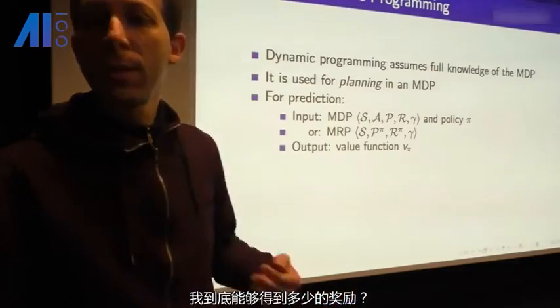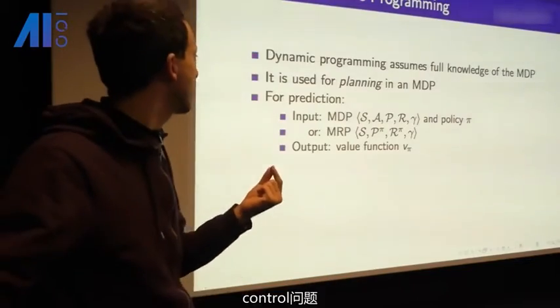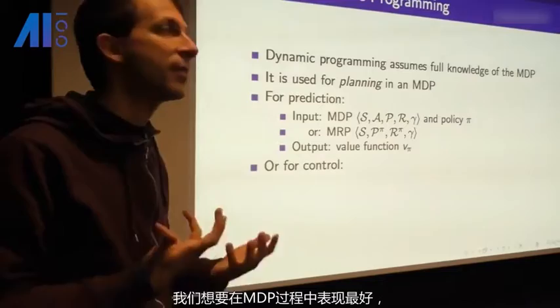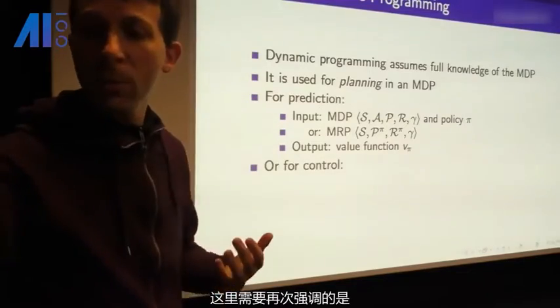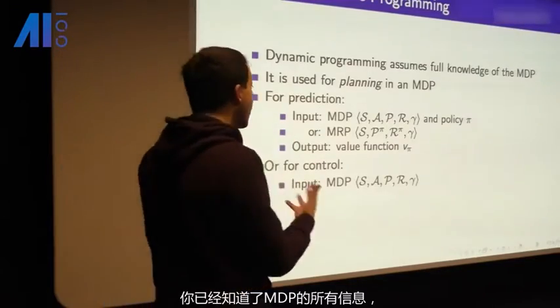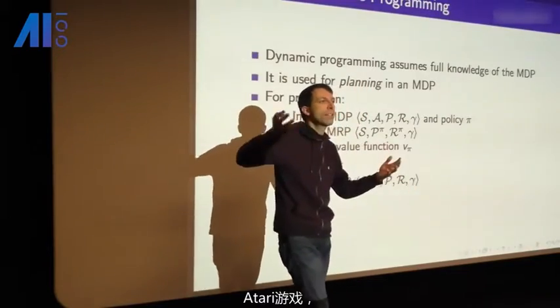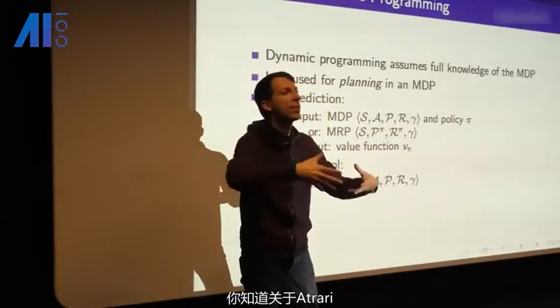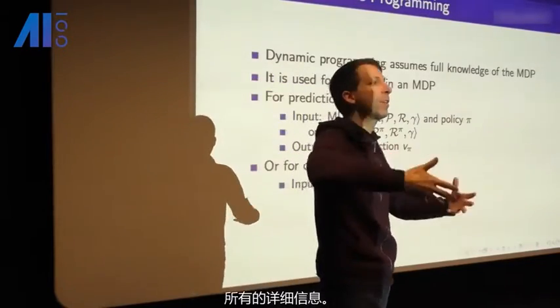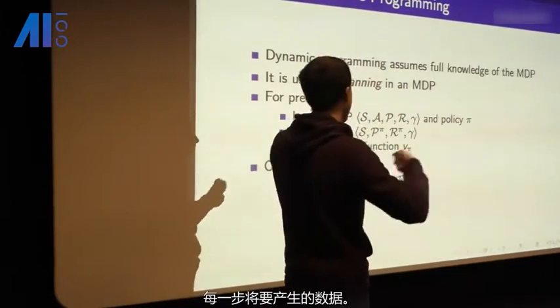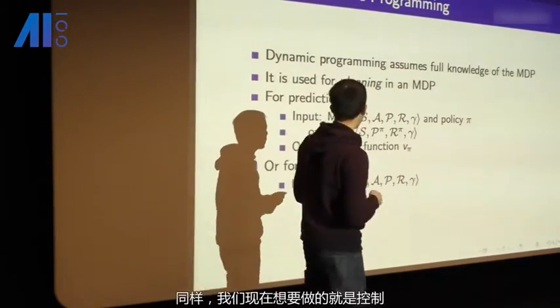The second type of planning we're going to consider is control. This is the full optimization, when we're really trying to figure out the best thing to do in the MDP. But again, we're just considering the planning case. Someone tells us the MDP. This thing is known. If you remember the Atari example, it's like someone gives us all the details of the Atari game that we're going to play. We're given access to the internals of how the next state is produced, and we're going to try and do control.